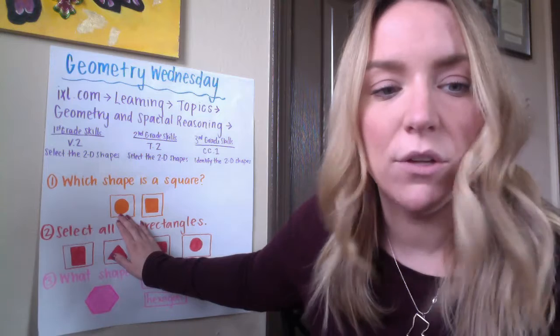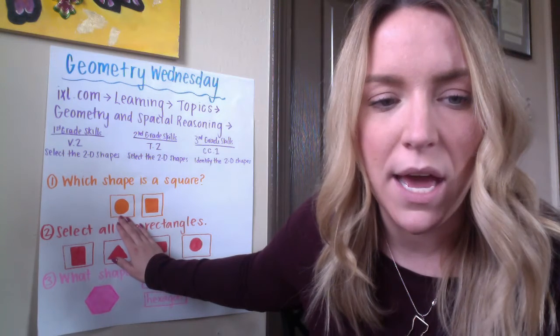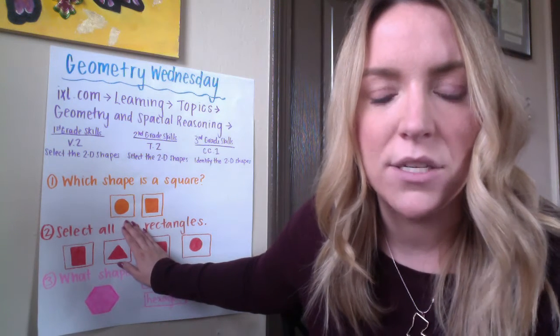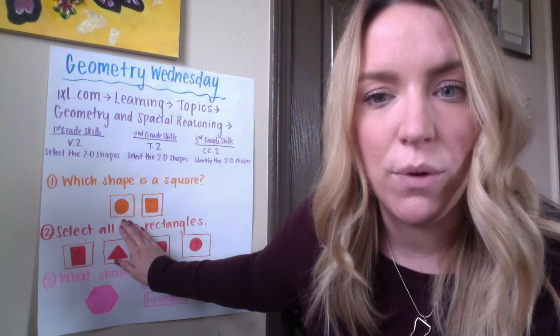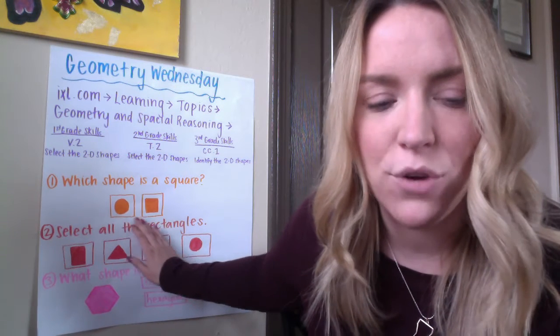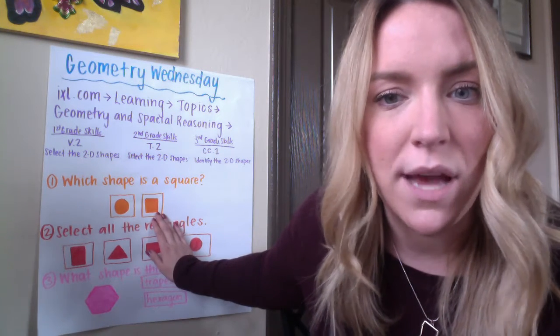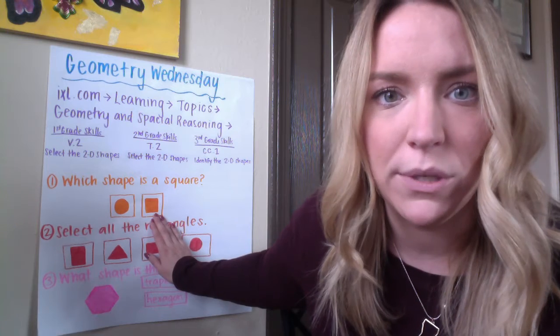So we want to take a look and remember what our square looks like. I know that a square has 4 equal sides. This is a circle, right? It's round. It does not have straight sides. This has 4 equal sides, so I know that this shape is a square, so I would click on that.